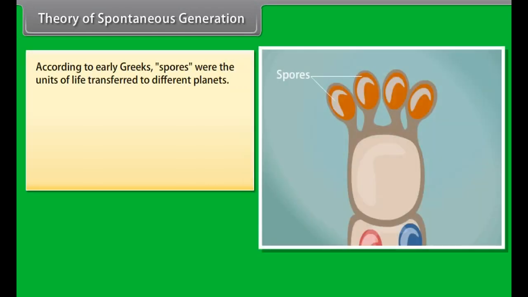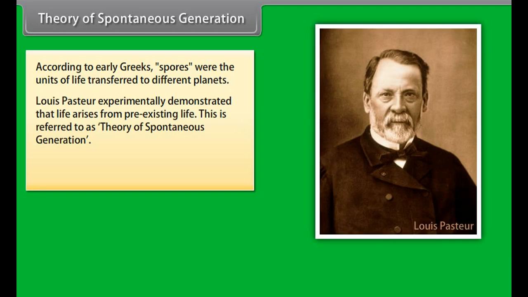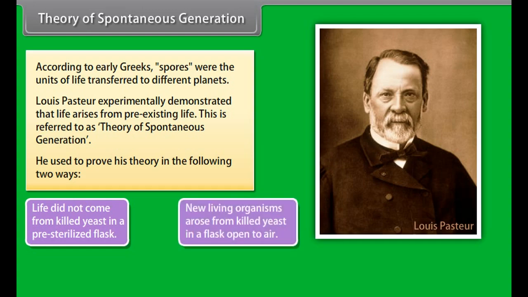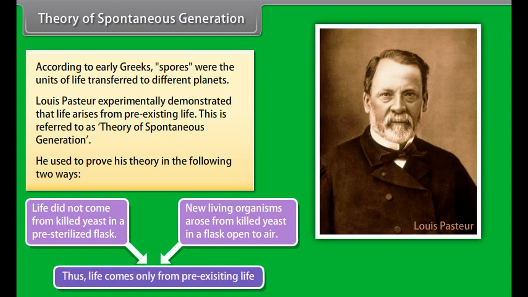Theory of spontaneous generation. According to early Greeks, spores were the units of life transferred to different planets. Louis Pasteur experimentally demonstrated that life arises from pre-existing life. This is referred to as theory of spontaneous generation. He used to prove his theory in the following two ways. Life did not come from killed yeast in a pre-sterilized flask. New living organisms arose from killed yeast in a flask open to air. Thus, life comes only from pre-existing life.